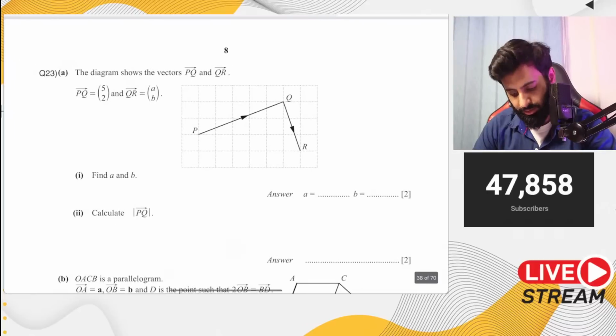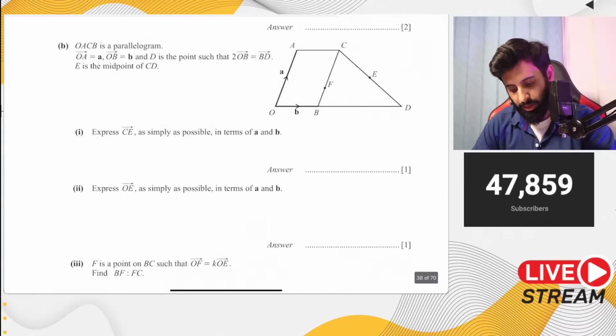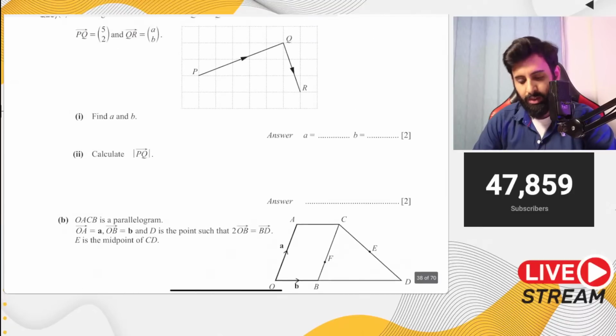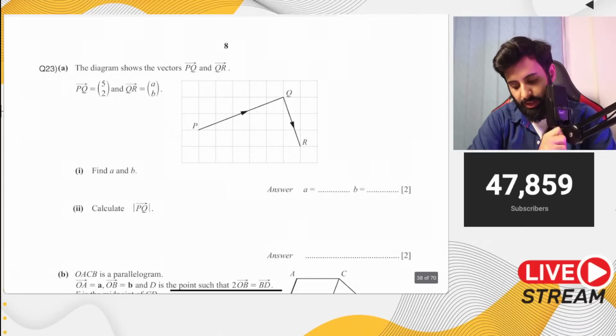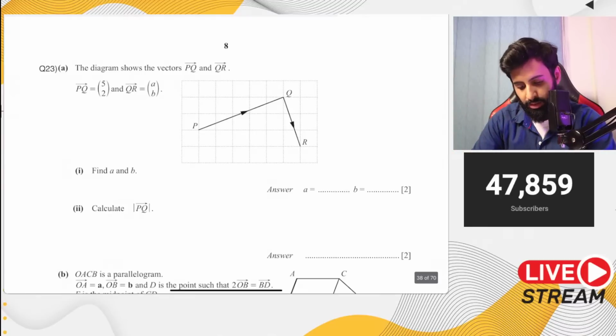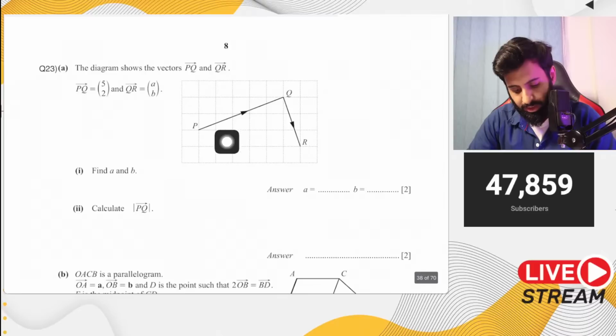So this is from, like I said, October, November 2015, paper 2, variant 1. Okay. So it says the diagram shows vectors PQ and QR. You're given PQ as 5, 2. You're given QR as AB. Find AB.